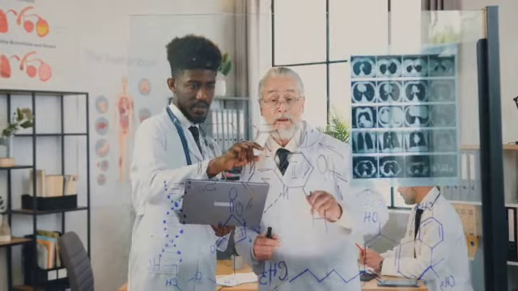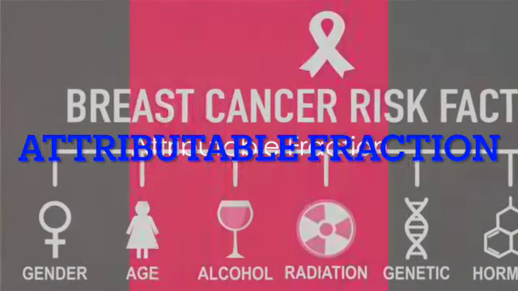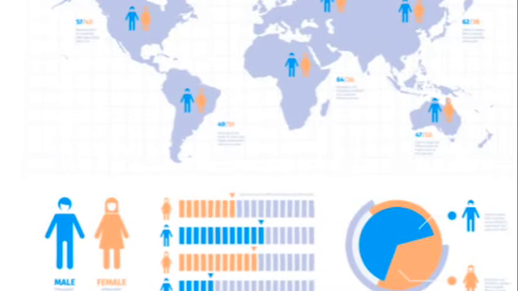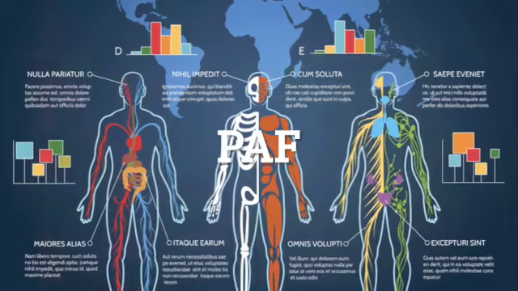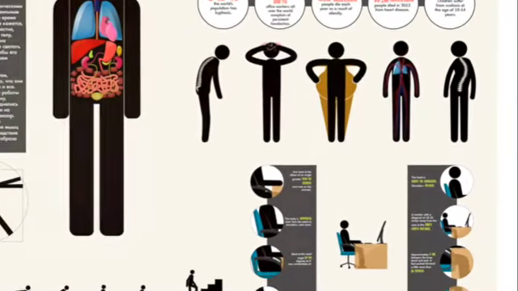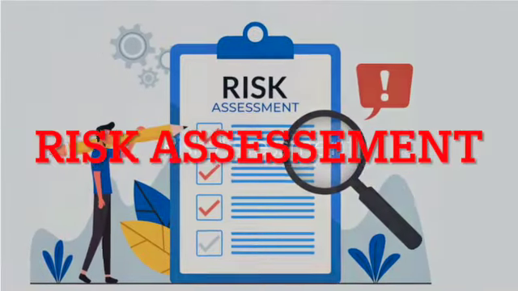Now let's move on to the concept of attributable fraction. Attributable fraction helps us understand the contribution of specific risk factors to cancer. Population attributable fraction, or PAF, estimates the proportion of cancer cases that can be traced back to a certain risk factor.